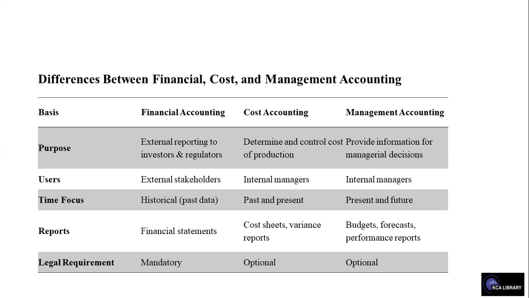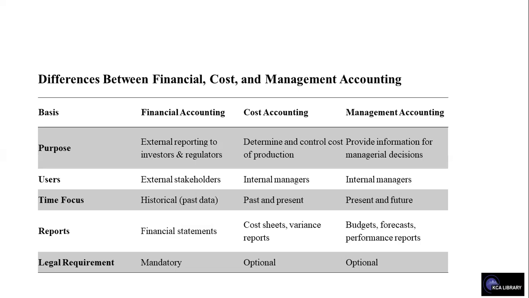And as per the users, financial accounting users are the external stakeholders. The cost accounting users are the internal managers, while the management accounting users are also the internal managers. And in terms of time focus, financial accounting is historical, that is, it deals with past data. That of cost accounting and management accounting deals with past and present.